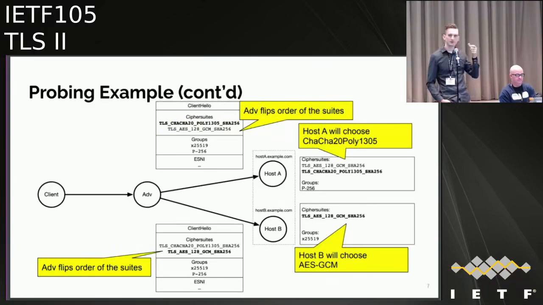And then the adversary swaps the order of the cipher suites such that ChaCha is preferred. If he sends this packet to host A, he will get back a ServerHello that has chosen ChaCha. And if he sends that over to host B, he will get back a ServerHello that only supports AES. Therefore, he can distinguish which host was used when opening this particular connection. And this is possible right now because the only thing that we use, go forward one more slide.